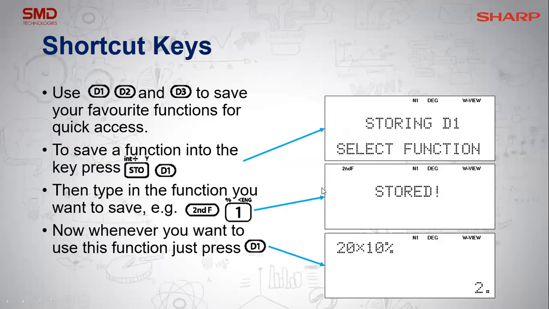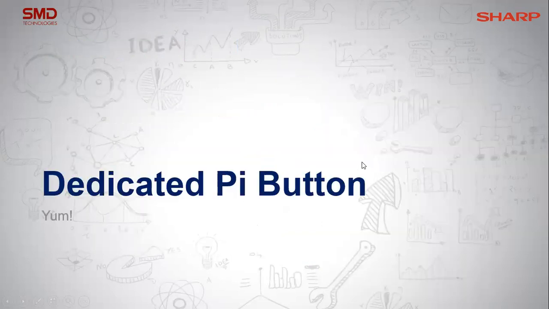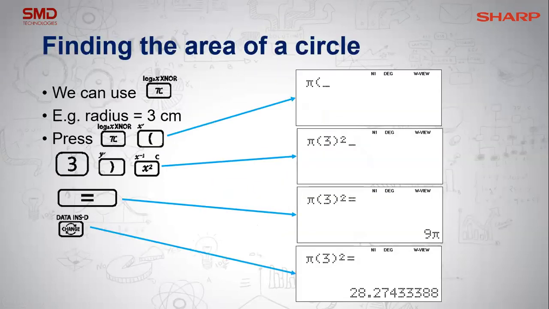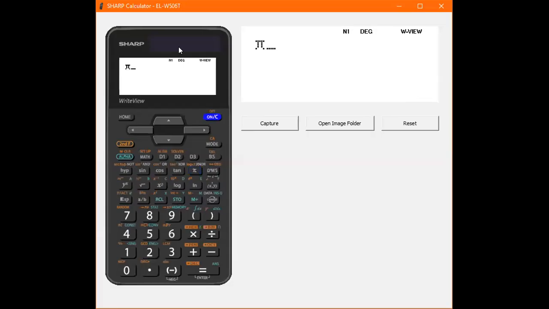Then, of course, we spoke about the user-defined keys and saving that shortcut, so I'm not going to repeat it again. Then, of course, we have the Pi button, which is a dedicated Pi button. So if you just press Pi, it will automatically do that. And if we press change, it will give you those values there, 3.14 and so on, your actual value of Pi to 9 decimal places.